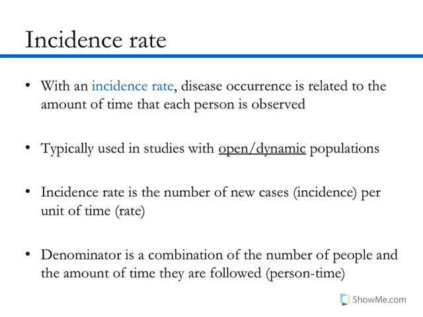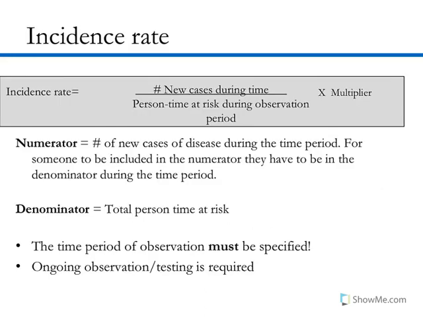So incidence rate is the number of new cases or incidents of disease per unit time, which is what makes it a rate. The denominator in this calculation is a combination of the number of people and the amount of time that they are followed, which is this new concept, person time. Our formula for incidence rate is similar to that for cumulative incidence, with one major difference. Our incidence rate is equal to the number of new cases during the time period, which is the same as we have for our cumulative incidence. We also have to make sure that if somebody's included in that numerator, they also have to be in the denominator for that time period.